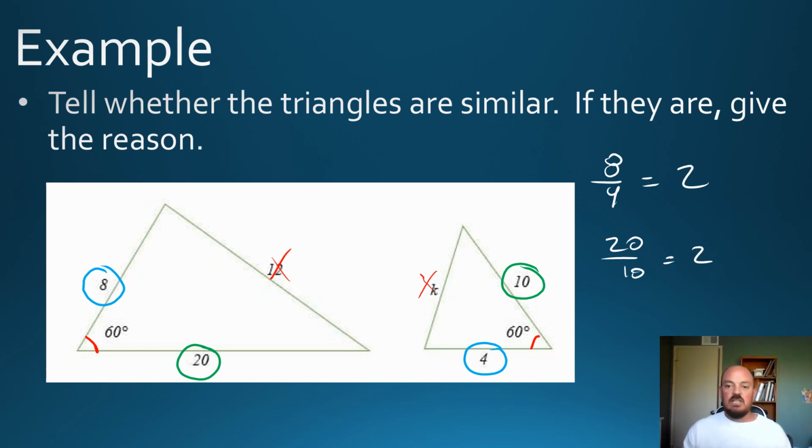Now I don't know the third side, but I don't need to for SAS. So what I have is the 2 sides are proportional because when I divided them I got 2 both times. The angle in between those 2 sides is congruent, or equal, 60. So this is a yes by SAS.